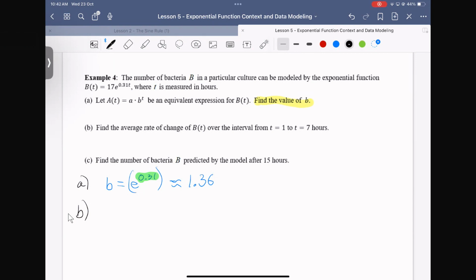So we need our average rate of change formula. Average rate of change is equal to y2 minus y1 over x2 minus x1. That means we're going to use b of 7 minus b of 1 over 7 minus 1. Let's do that on the calculator.